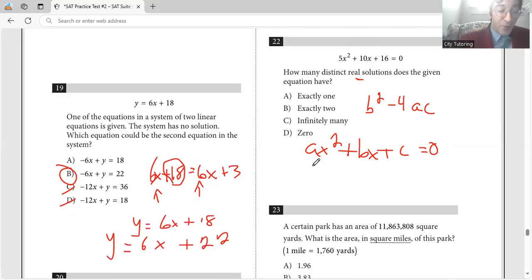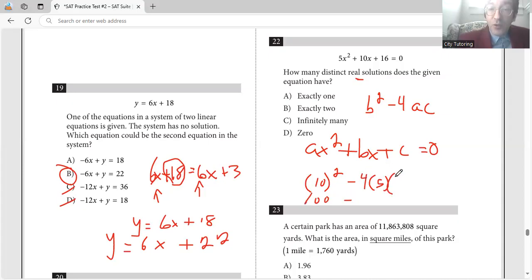So a couple things to know. If the value of the discriminant is positive, you have 2 real solutions. If the value is 0, you have 1 real solution. And if the value is negative, you have no real solutions, right? So let's have a look here. We have 10 squared. The value of b here is 10. So we have 10 squared minus 4 times a. A is 5. That's 4 times 5, 20. This is going to give me 100.